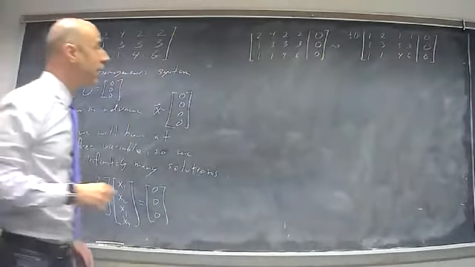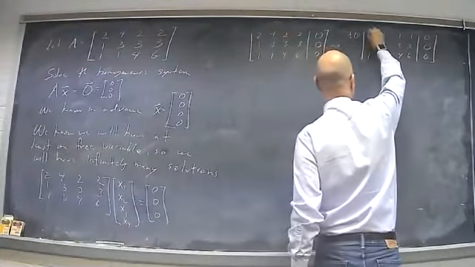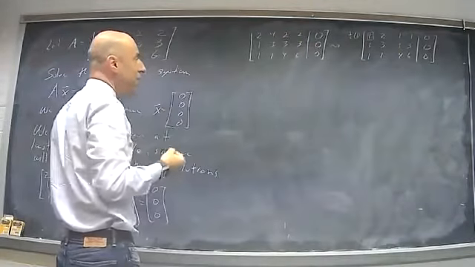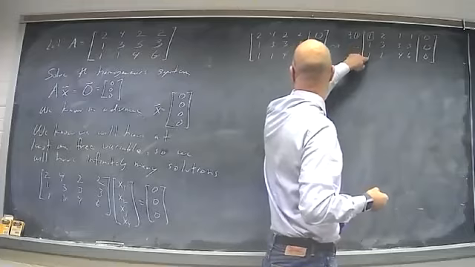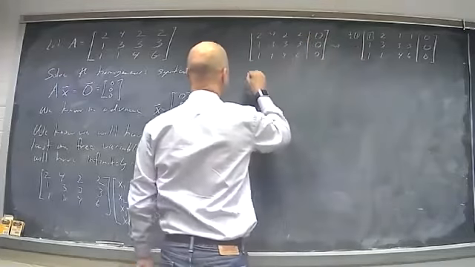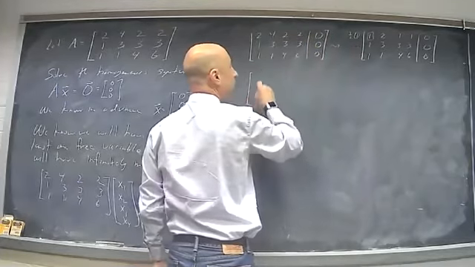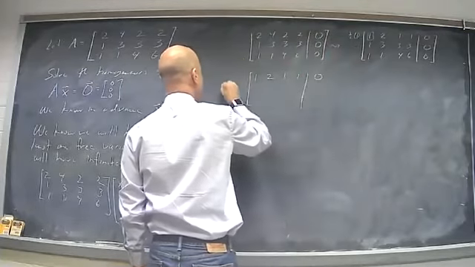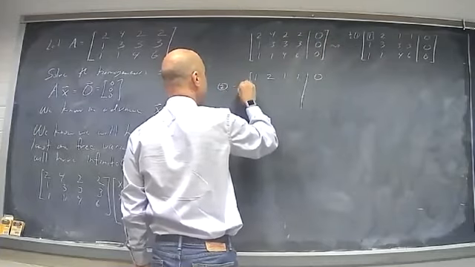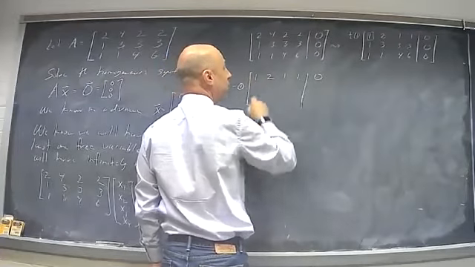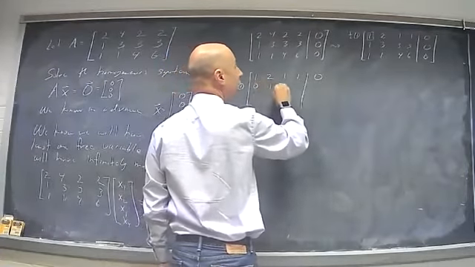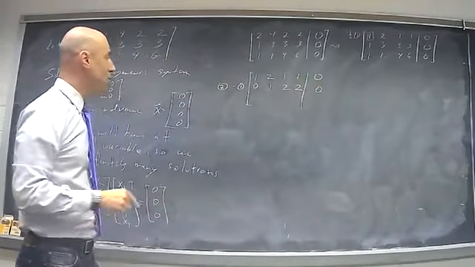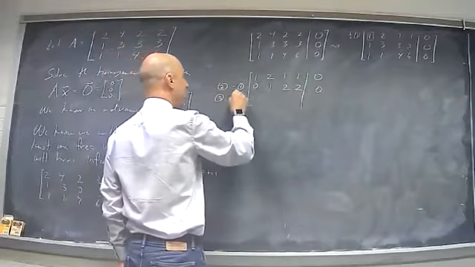Now I have a 1 in the upper left-hand corner. I have a 1 in this pivot position. I know this is a pivot position now. I have to get zeros below it. I'm going to get zeros here and here at the same time. So 1, 2, 1, 1, 0. I'm going to take row 2 and subtract off row 1 to get, let's see, 0, 1, 2, 2, 0. And I'll take row 3 and subtract off row 1.